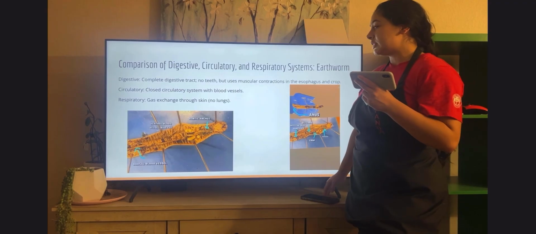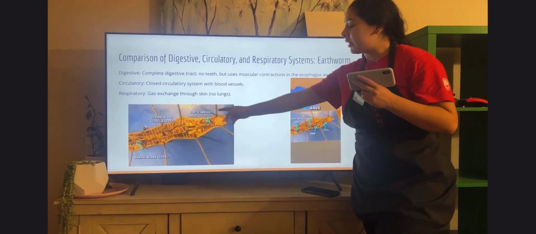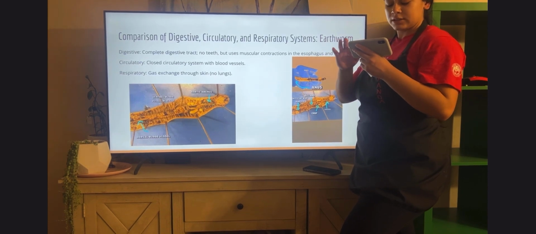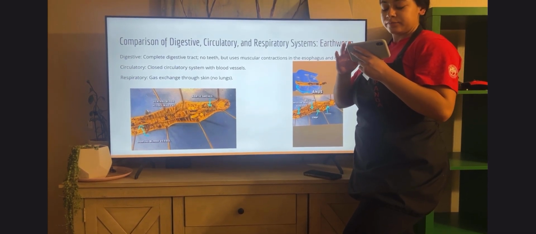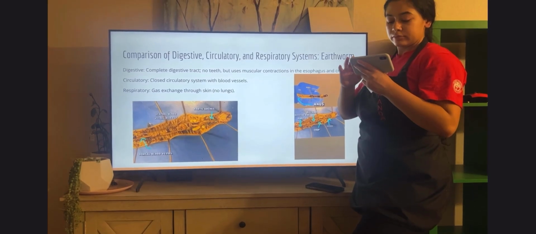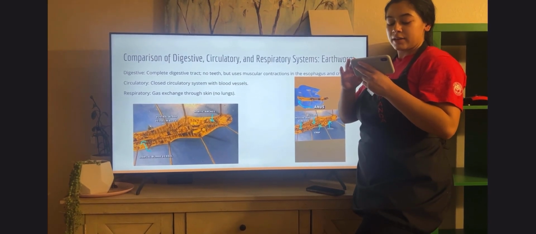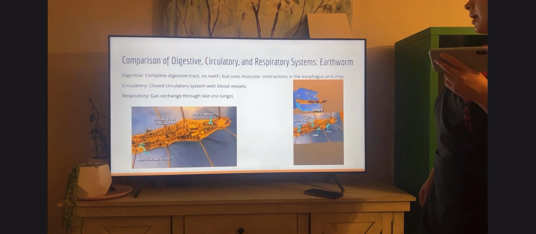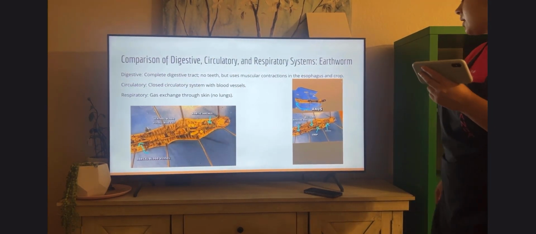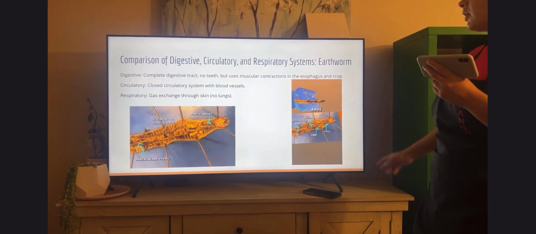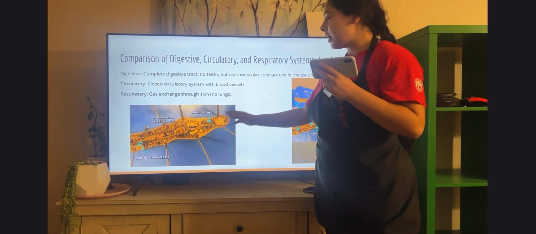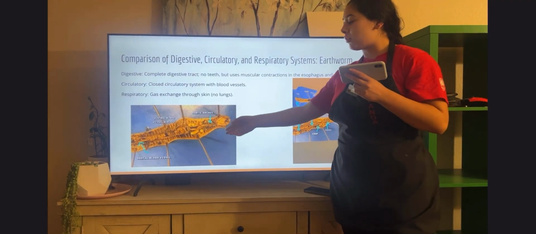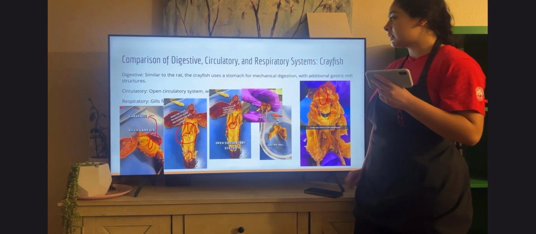It has a closed circulatory system with blood vessels and aortic arches that act as hearts. That could be seen as hearts. That is comparable to the rat because the rat has a complete digestive system as well and has a closed system as well, and the hearts are similar to each other. However, they have aortic arches compared to the rat.